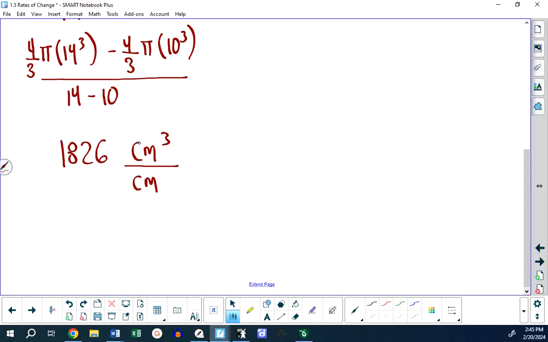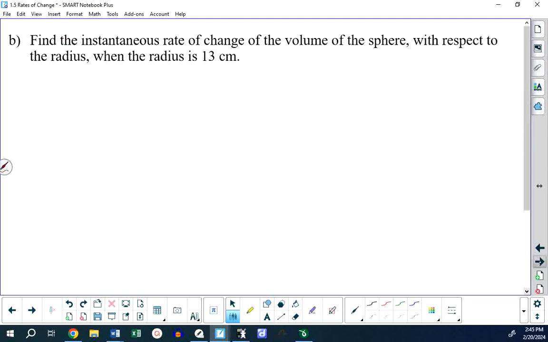If I say the average rate of change of volume with respect to radius is so many square centimeters, that doesn't make any sense, because this is a unit of area. And this question has nothing to do with area. You leave it this way because you're saying that for every 1 centimeter increase in radius from 10 to 14, on average, the volume went up by 1,826 cubic centimeters. Okay? What if I say, what is the instantaneous rate of change of the volume at 13?